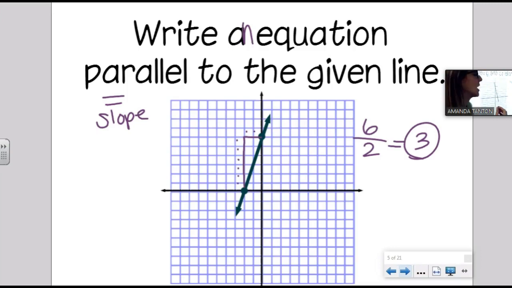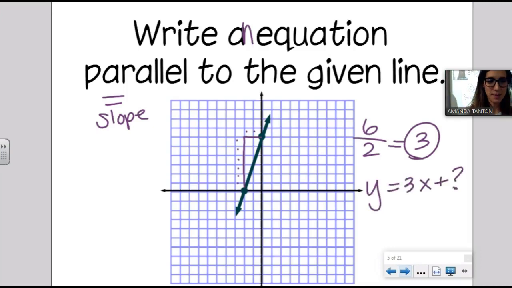What we need to understand is that if we want to be parallel, the y-intercept does not matter, as long as you don't name the y-intercept that's already in the picture. So y equals 3x plus, it does not matter what you pick. You can pick any number at all there. I could turn this into 18. Any line will be parallel to this line if it has a slope of 3, and that's what we really cared about there.